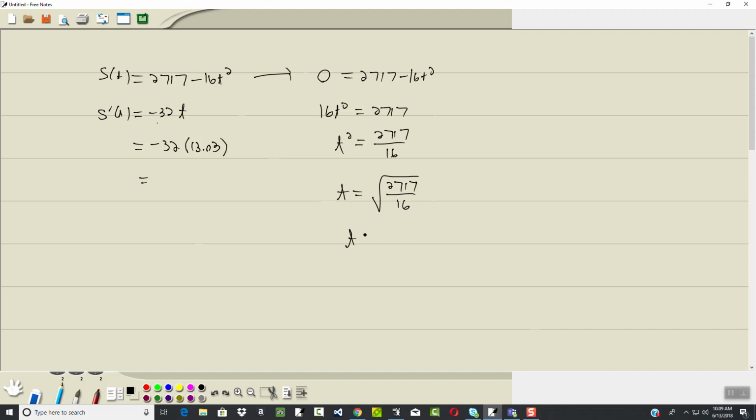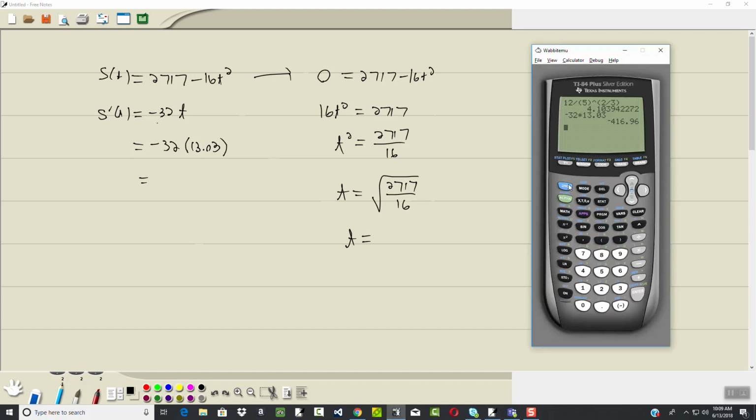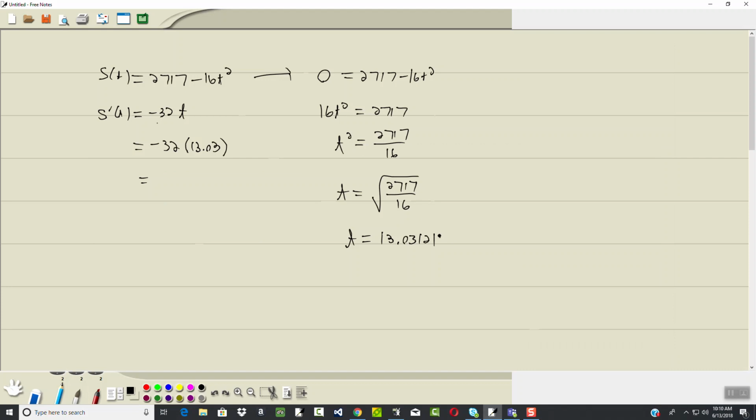Now when you plug that in, assuming you get 13.03, so I got 2717 divided by 16, 13.03, and that's fine for part A. But that is not fine for using this in other calculations. The general rule is you never round until you have your final answer. So when we use the rounded-off version right here, that's why you're coming out different.